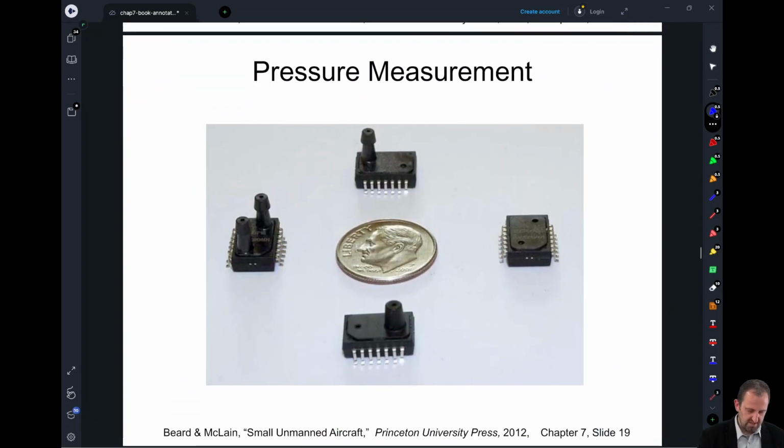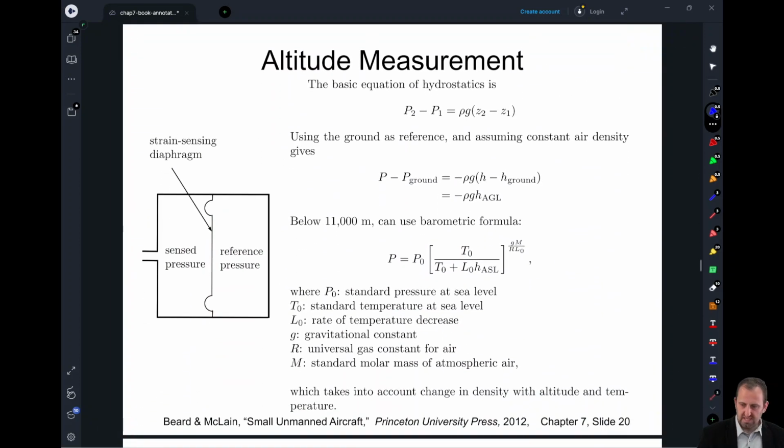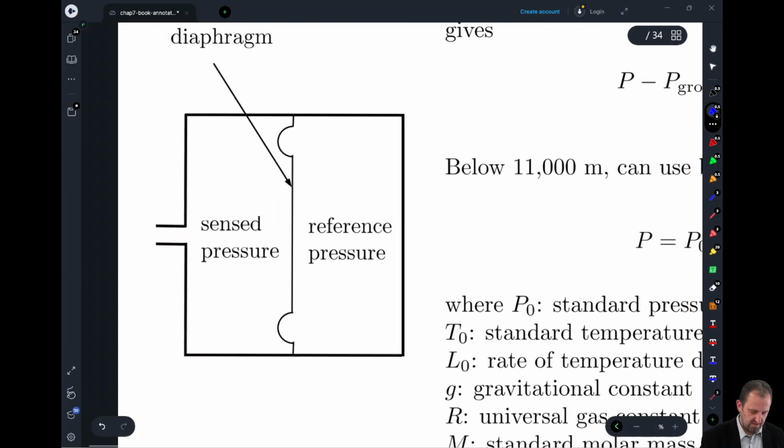So again, here's a nice picture showing how small these pressure measurement apparatuses are. That's pretty cool. So we can use it to measure altitude and also velocity. So the altitude measurement, we can formulate a sensor as shown over here.